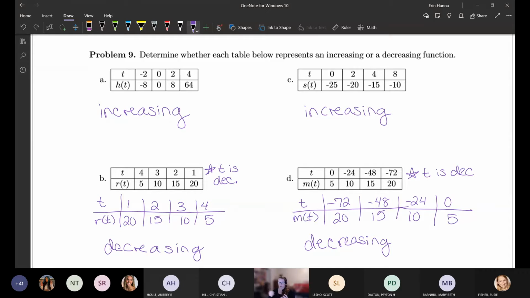Since the M of T values look like they're increasing, but the T values are in the wrong order, then it would be a decreasing function. Hopefully that made sense. If it didn't, just make sure to always rearrange it to have the T values increasing, and then just look at whether it's increasing or decreasing.